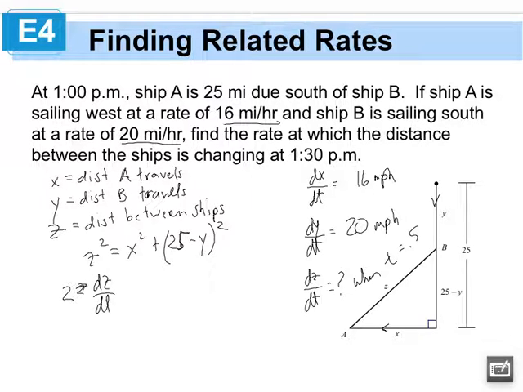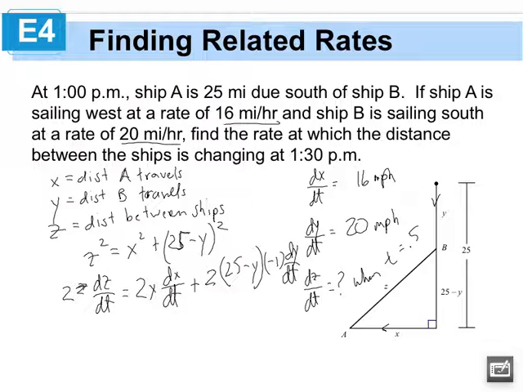dz/dt is equal to 2x dx/dt plus, okay, here comes the fun. What's the derivative of 25 minus y raised to the second power? 2, that's a good start. 2 times (25 minus y) times negative 1, times dy/dt. Chain rule. Hot diggity.